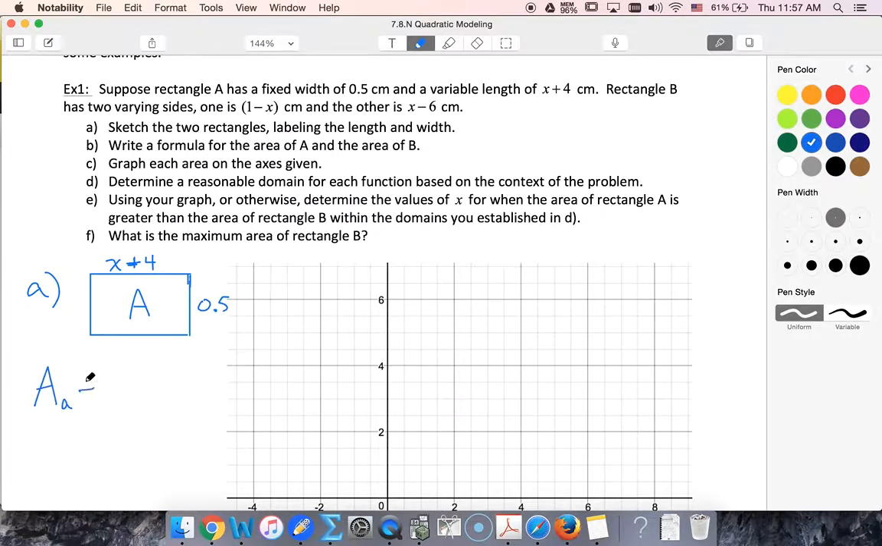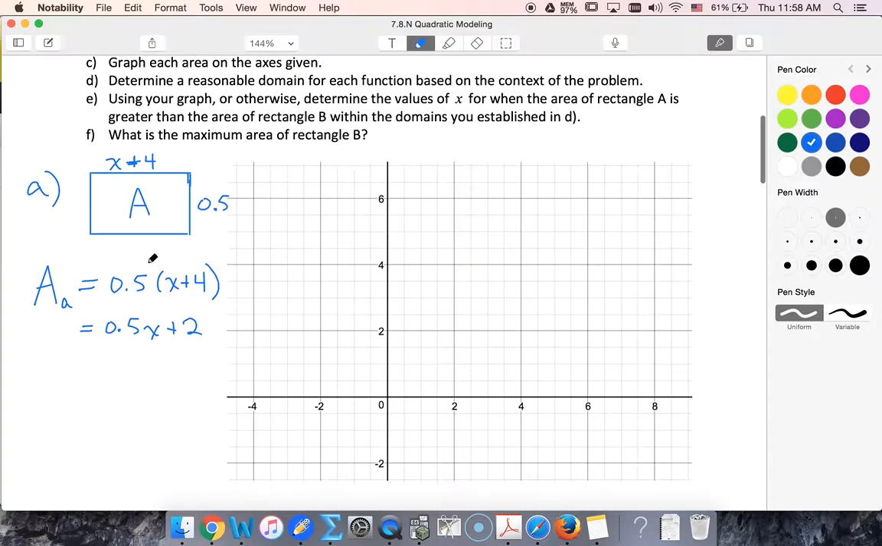Area of rectangle A is 1/2 times my x plus 4. So my area is going to be centimeters squared. I could multiply that out and get 1/2 x plus 2. So I know the formula for this area is going to be a line. So the area is going to change constantly as x changes.